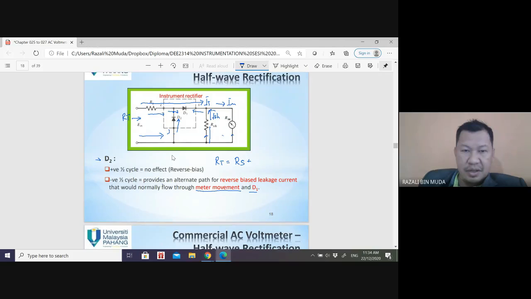So RT is RS plus this one. This one parallel first: RM parallel RSH, plus RD. Because there is no current here, so RS plus RD plus RM parallel RSH. Okay, you understand how to calculate the R total, how to simplify the resistance. You should learn this in the Circuit 1 subject. You parallel this first and then plus this one, and then if there is resistance here, you parallel with this one, then plus this one.